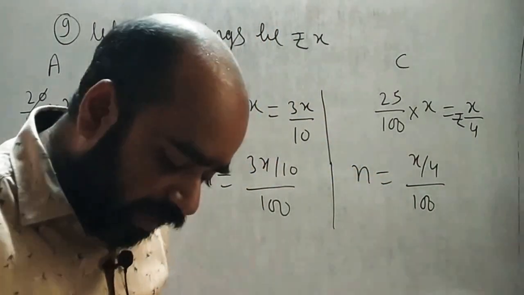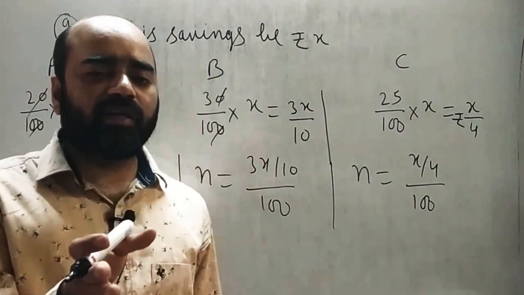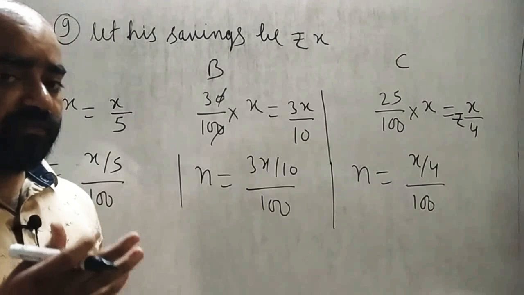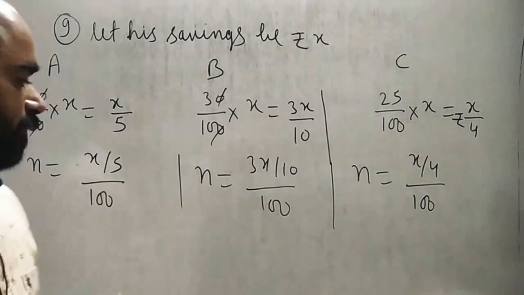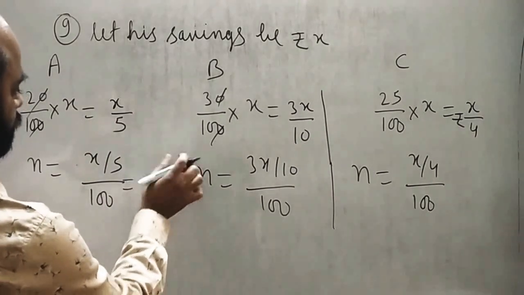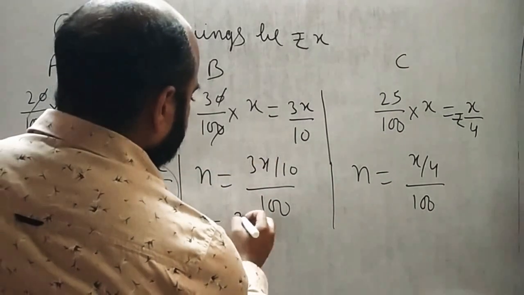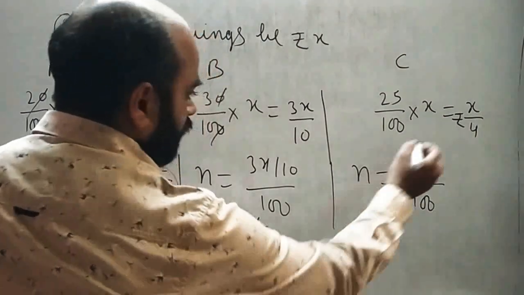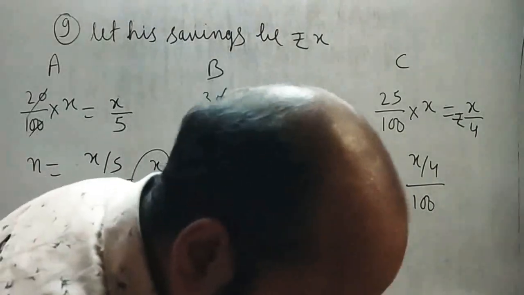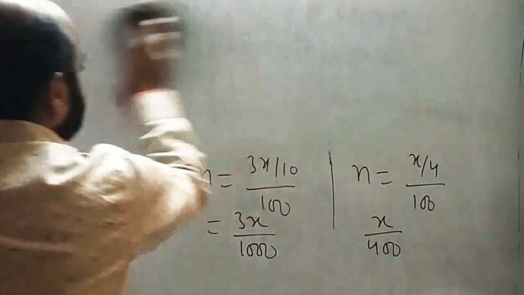Since the shares are at par values of 3 different companies and nothing is mentioned, it means face value and market value, when nothing is mentioned, face value is rupees 100. And if they are at par, both are same. That is why we are taking it. So that will give x upon 500 finally. This will give 3x upon 1000 and this will give x upon 400. So these are the number of shares of the 3 companies.